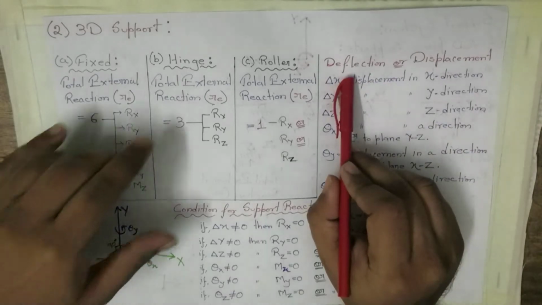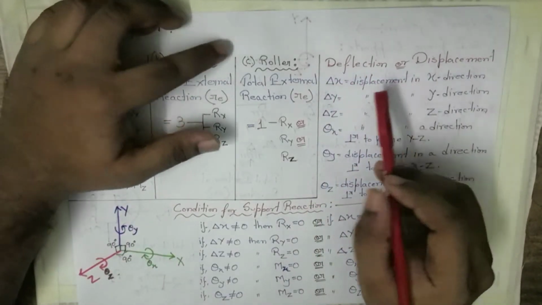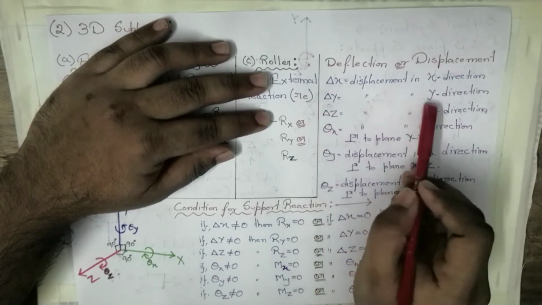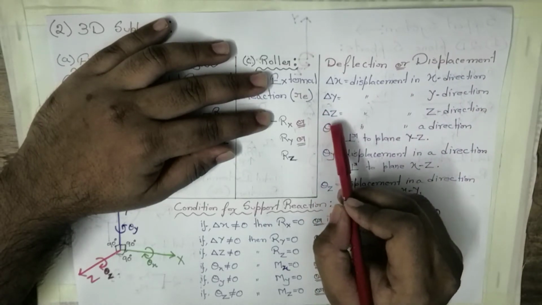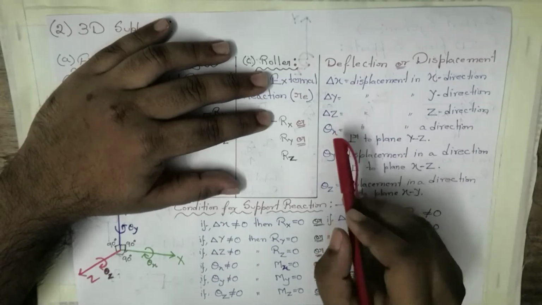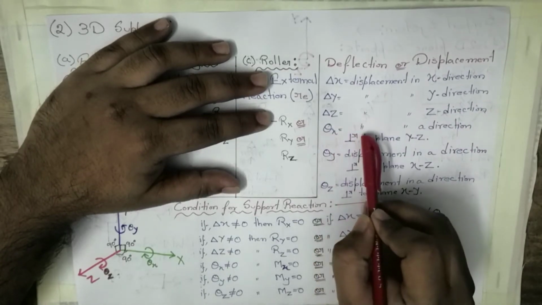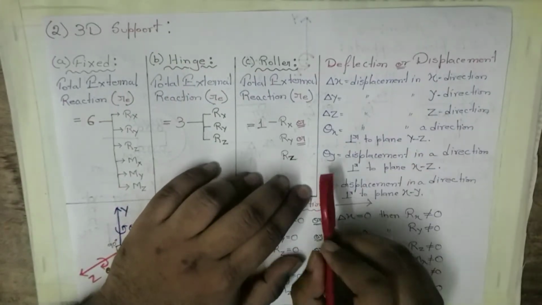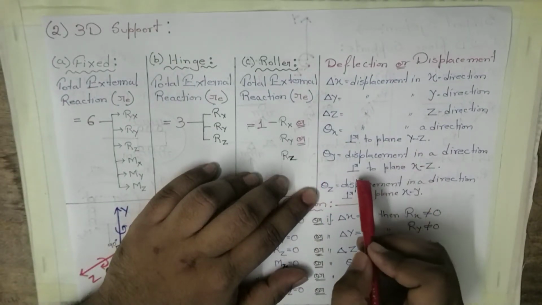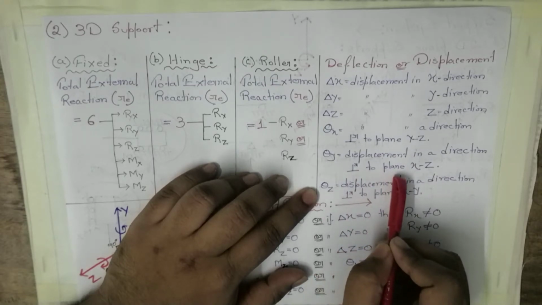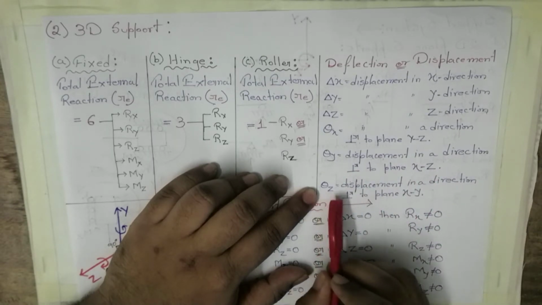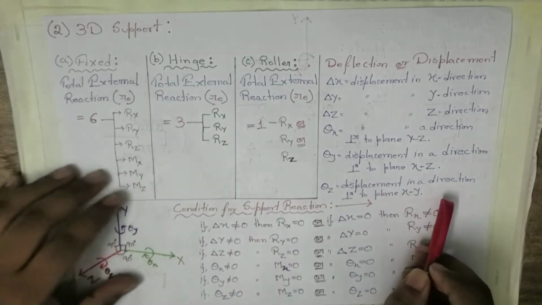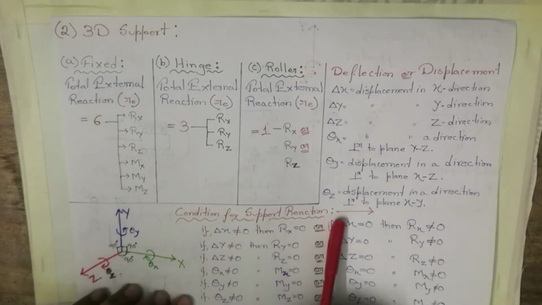Here the deflection or displacement: delta x is the displacement in x direction, delta y is the displacement in y direction, delta z is the displacement in z direction. Theta x is the rotation in a direction perpendicular to yz plane. Theta y is the rotation in a direction perpendicular to the plane xz. Theta z is the rotation in a direction perpendicular to the plane xy. These are the conditions for support reaction.